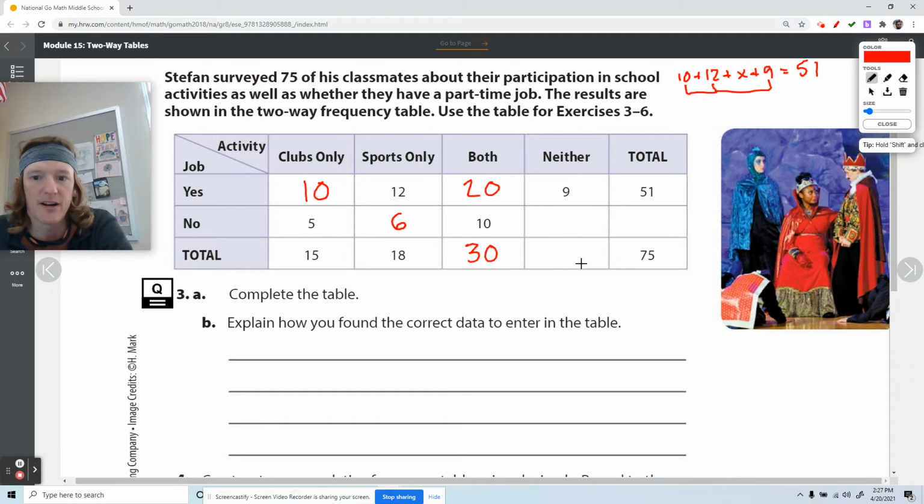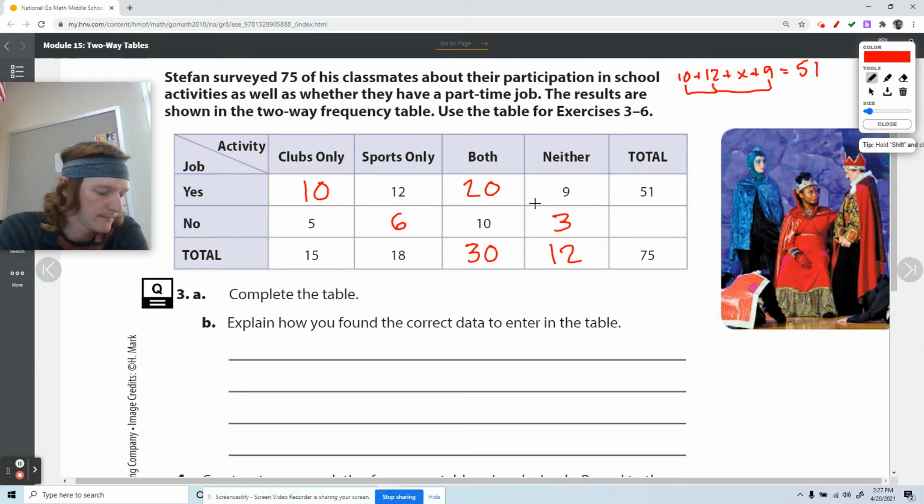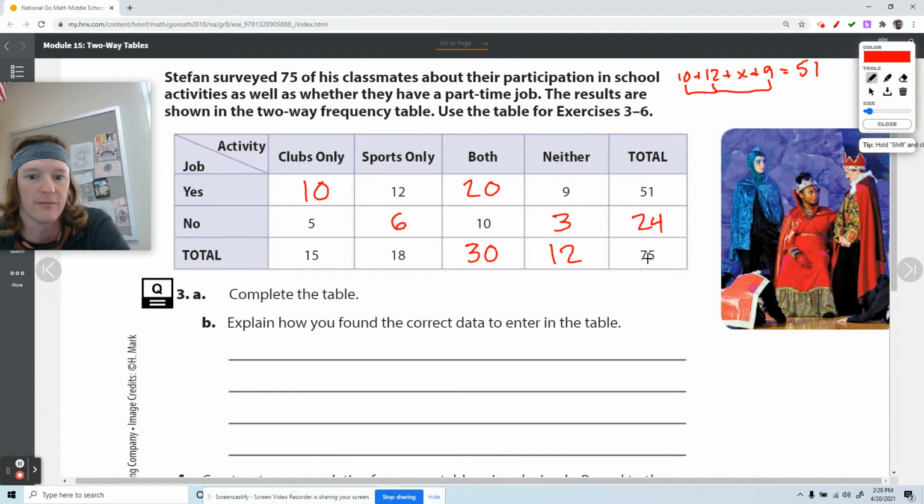We can figure out this box by doing 75 minus these. 75 minus 30 minus 18 minus 15. This is 12, which means 9 plus 3 is 12. And we'll do 5 plus 6 plus 10 plus 3. And we get 24. And now just to double check, 51 plus 24 does equal 75. Our table is complete. For part B, explain how you found the correct data to enter in the table.